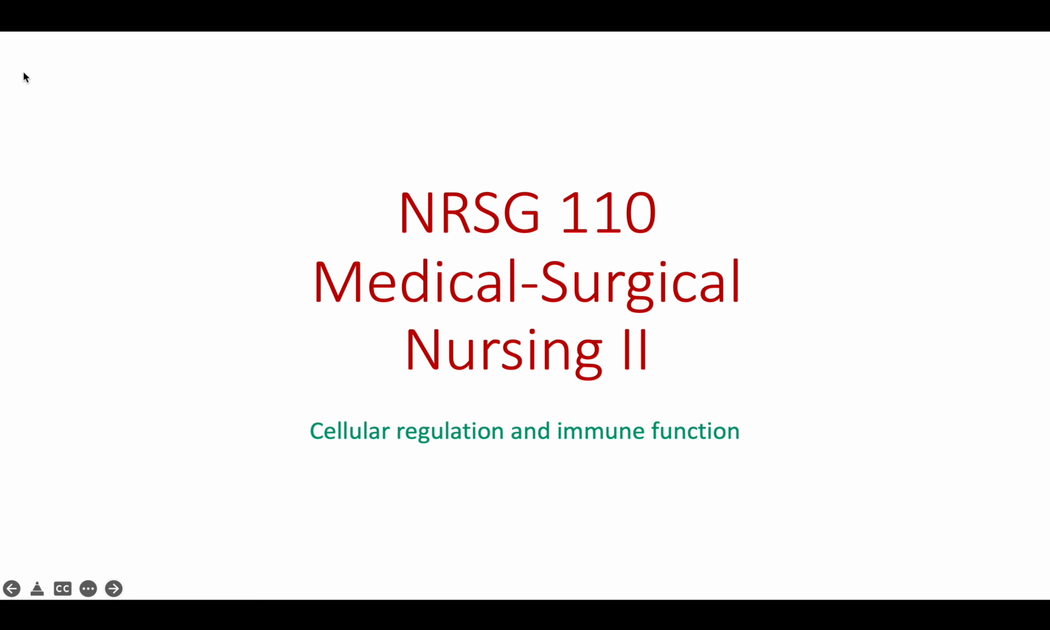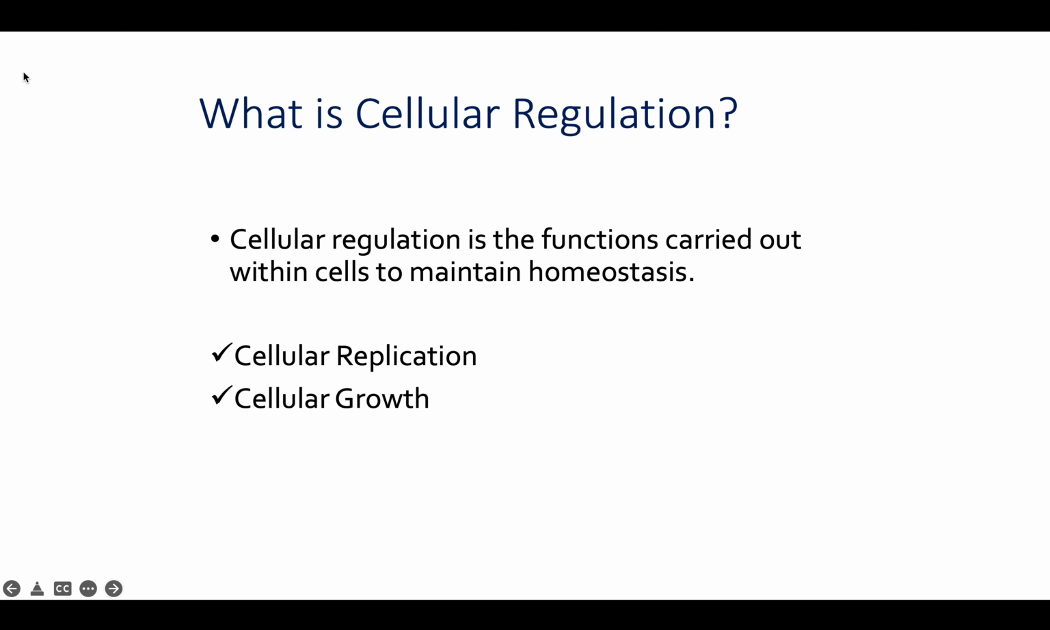Today we're going to talk about cellular regulation and immune function. So let's start off with defining cellular regulation. Cellular regulation is the function carried out within cells to maintain homeostasis or balance in the body. It does so in the body through two processes called cellular replication and cellular growth.